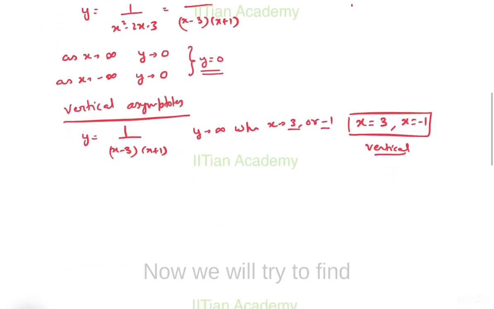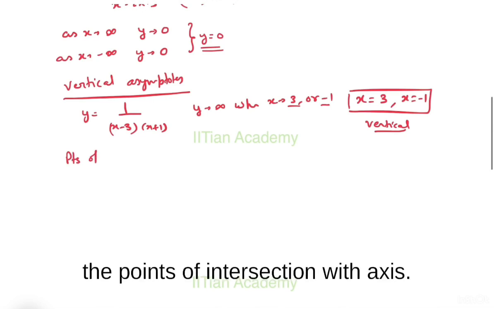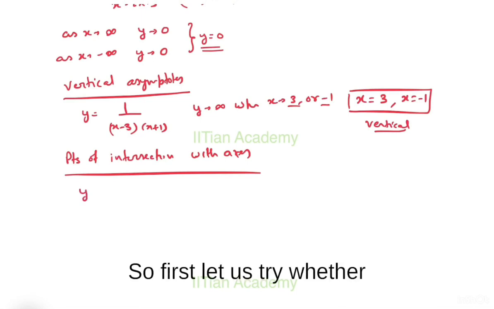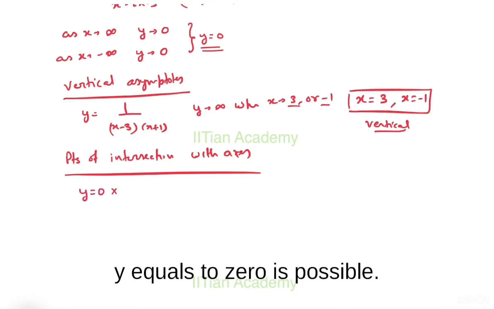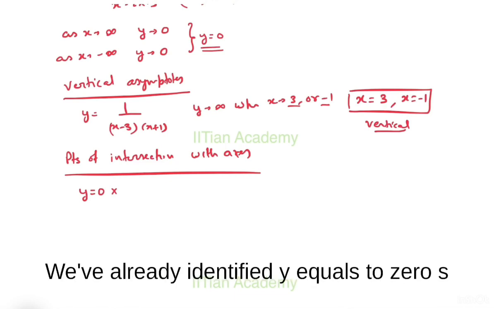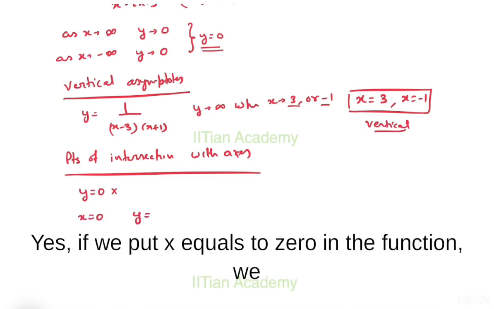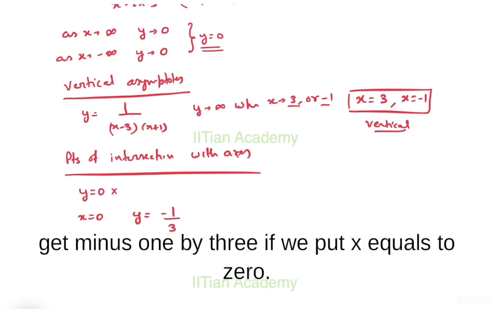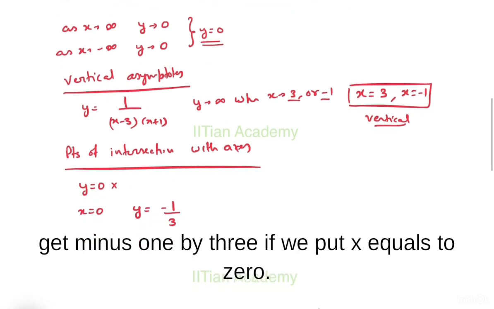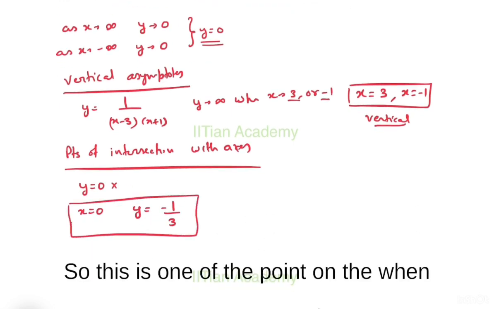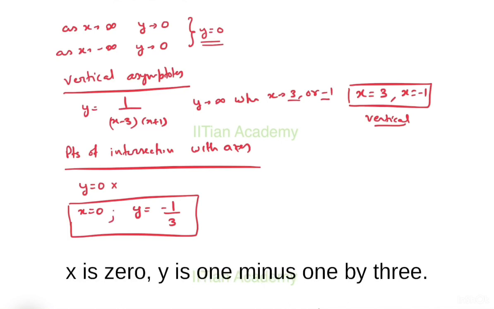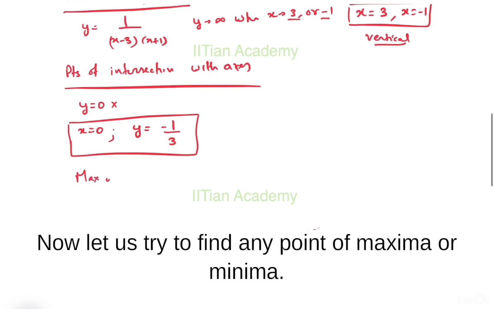Correct. Now we will try to find the points of intersection with the axes. So first let us see whether y equals 0 is possible. No, because that happens only as x is tending to infinity. We have already identified y equals 0 as a horizontal asymptote. Now let us see, is x equals 0 possible? Yes, if we put x equals 0 in the function, we get minus 1 by 3. So when x is 0, y is minus 1 by 3.